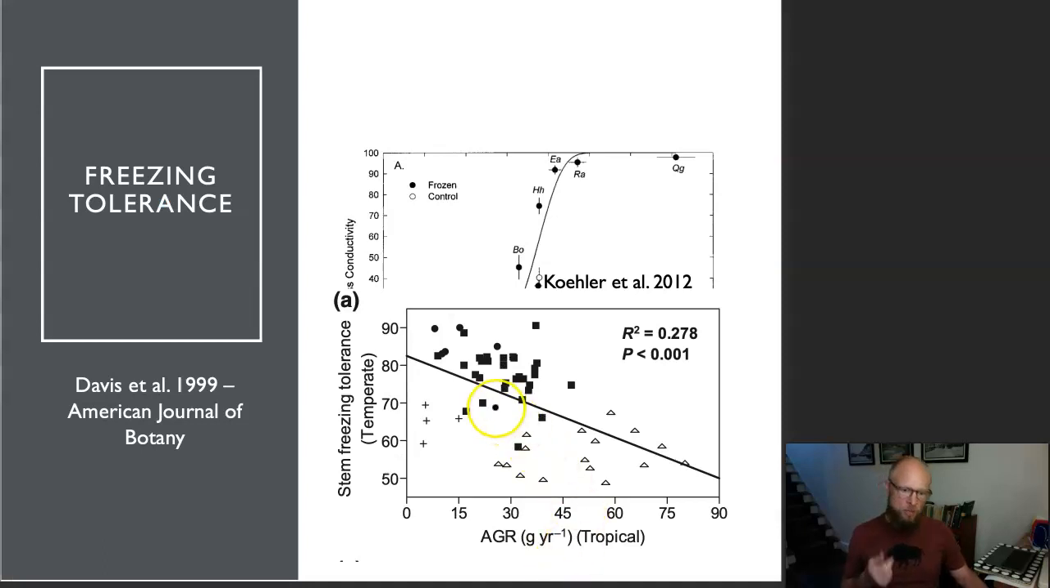Here's another example of the trade-off between freezing tolerance and growth. On the y-axis, we have the stem freezing tolerance, and on the x-axis, this is the annual growth rate. You can see plants that are good at tolerating freezing have low growth rates, but plants that have high growth rates are really sensitive to freezing temperatures because of the size of vessels they tend to use. So there's this direct trade-off between the vessel size and drought and freezing.